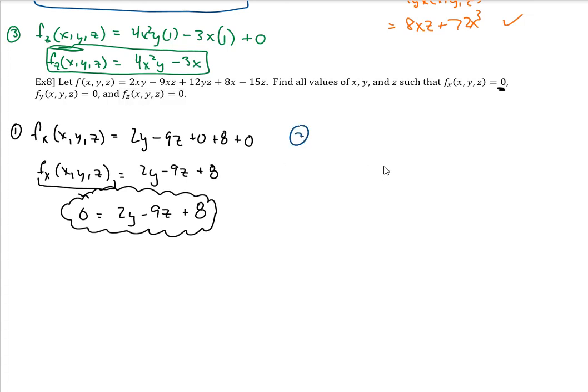So now let's get the partial derivative with respect to y. Looking at this, the partial derivative with respect to y looks like it's 2x. And then minus, the derivative of that is 0 with respect to y. The second term is 0. The third term with respect to y would be plus 12z. And then the derivative with respect to y of the 8x is 0. The derivative of that one with respect to y is also 0. So it looks like we have our partial derivative as 2x plus 12z.